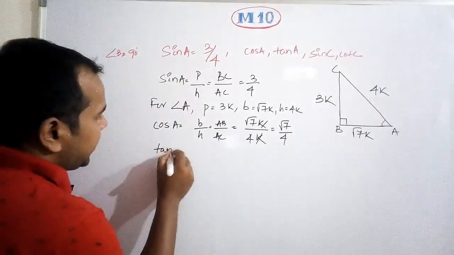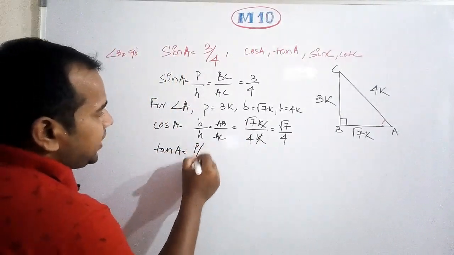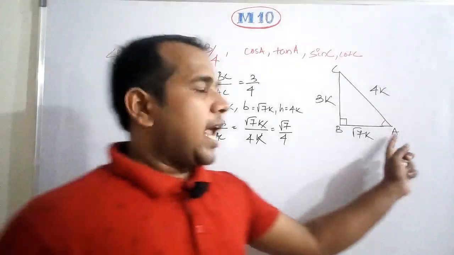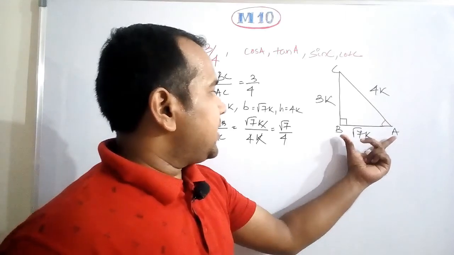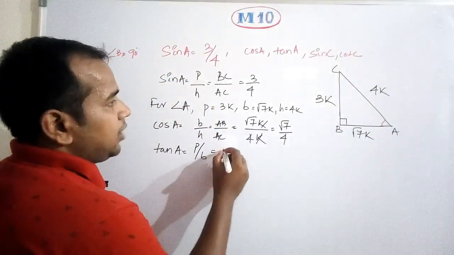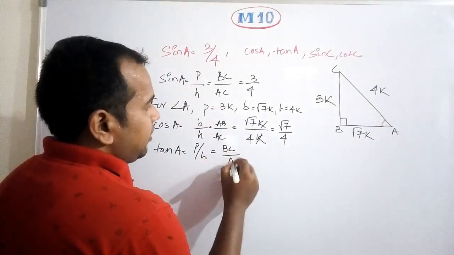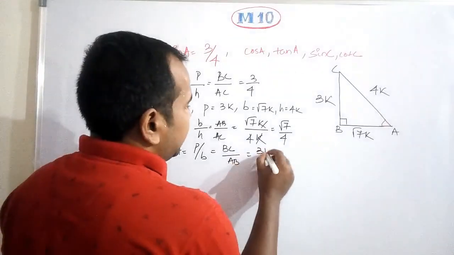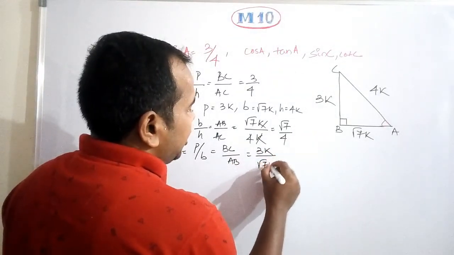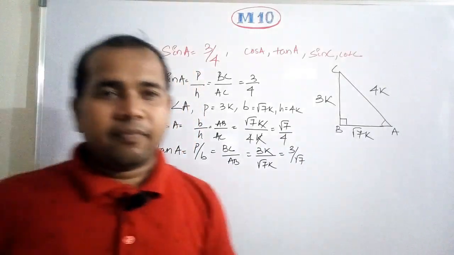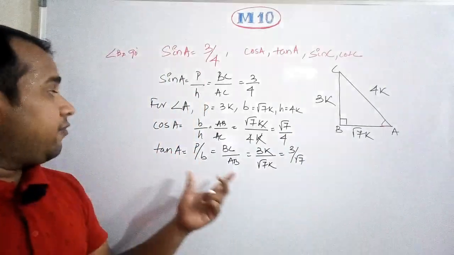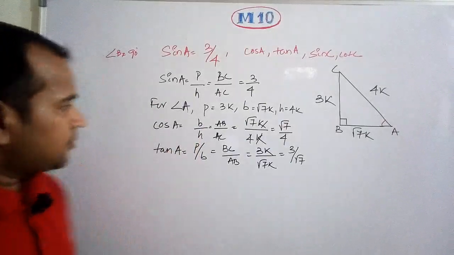Then what is tan A? Tan A is P divided by B. For this angle A, P is BC and base is AB. Put the values. BC divided by AB, that is 3K divided by root 7K, you will get 3 divided by root 7. This is what you get for cos A and tan A.